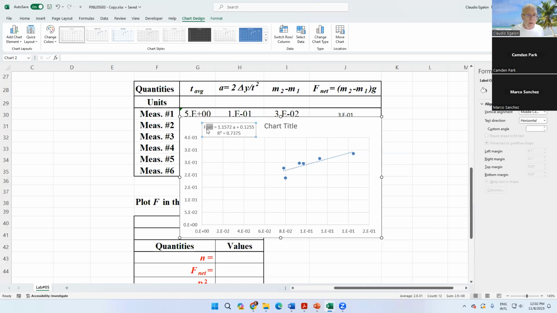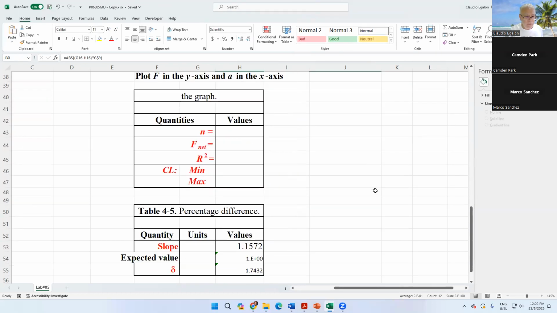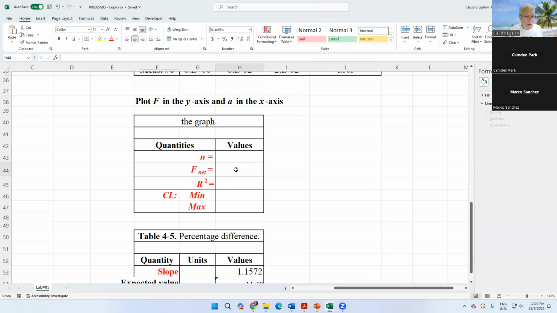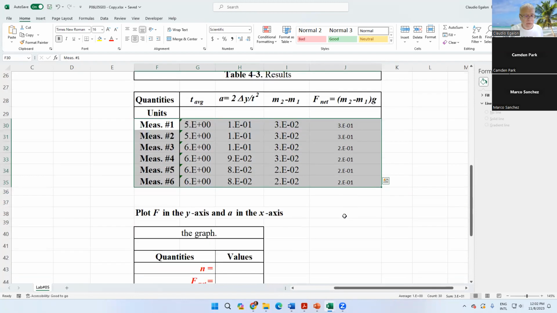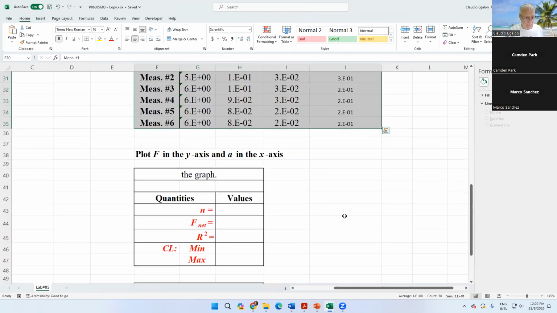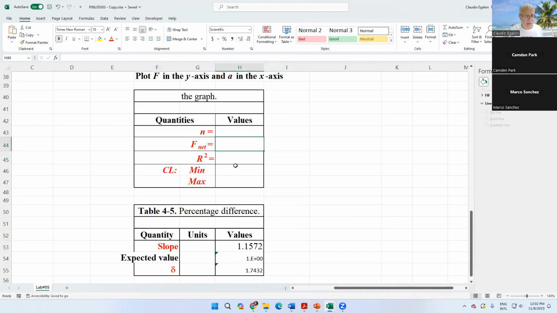So the number value is 6, right? What number value? The n. What number values are you talking about? Table 4-4. Yeah, the total values are 6, right? Okay, you gotta count how many you have here. Yeah, 6, the number of pairs of data points. And then you gotta put R squared, the regression equation, and then you gotta write down the CLs as well.